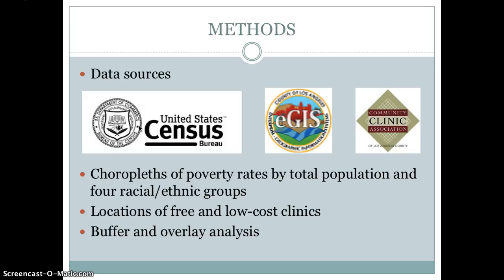So I created choropleths of poverty rates based on the census data and then mapped the clinics on top. And then I used buffer and overlay analysis to do some more in-depth analysis towards answering my research question of whether clinics are located in places of need. And I created 1, 3, and 5 mile buffer zones around the clinics, and then calculated what percentage of the total population and the population in poverty lives within these buffer zones.